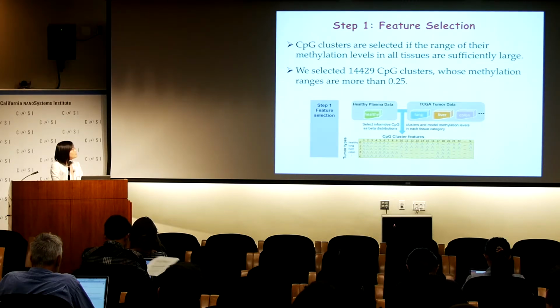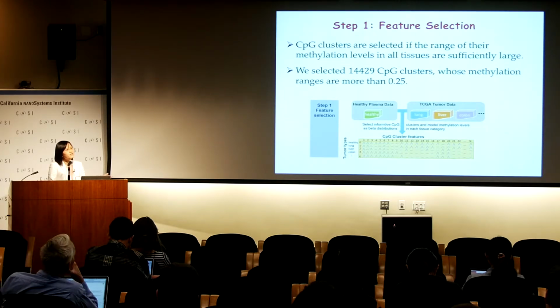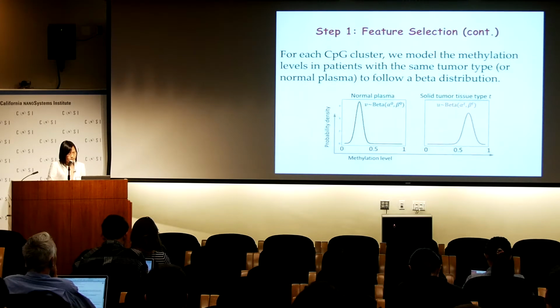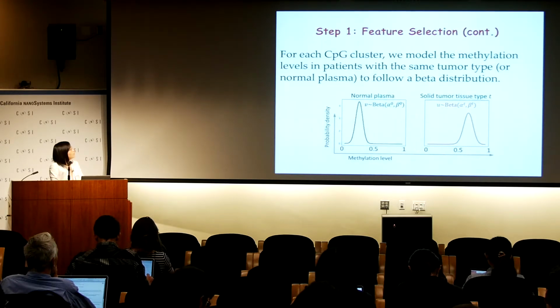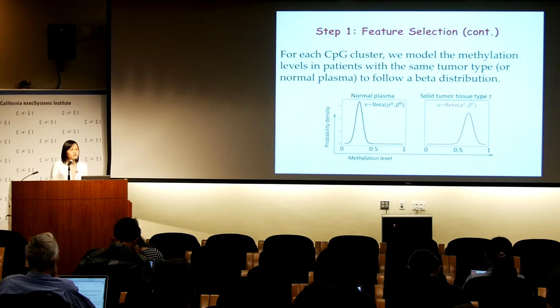And we select over 14,000 CpG sites as informative CpG clusters, whose methylation ranges are more than 0.25. So the beta value, the methylation value, is between 0 and 1. And we select those CpG clusters that have variable methylation, if the methylation range is more than 0.25. And then for each CpG cluster, we model the methylation level in patients with the same tumor type to follow a beta distribution. So that is to take into account the inter-patient, inter-individual methylation variation.